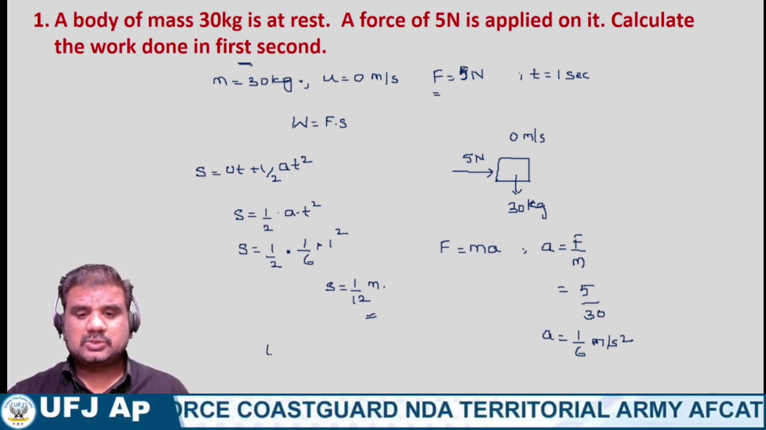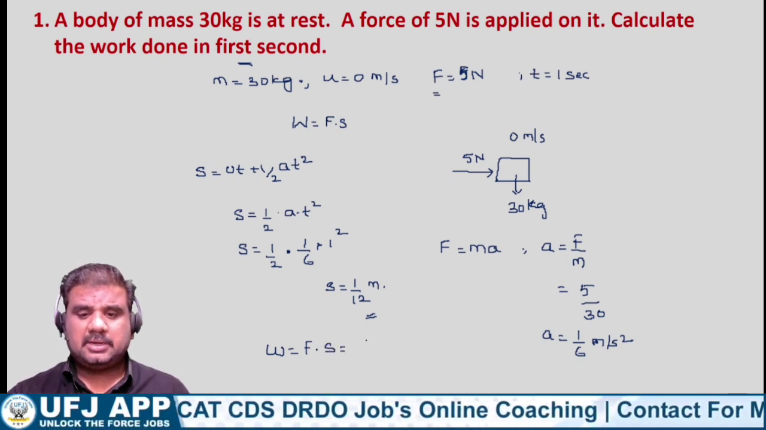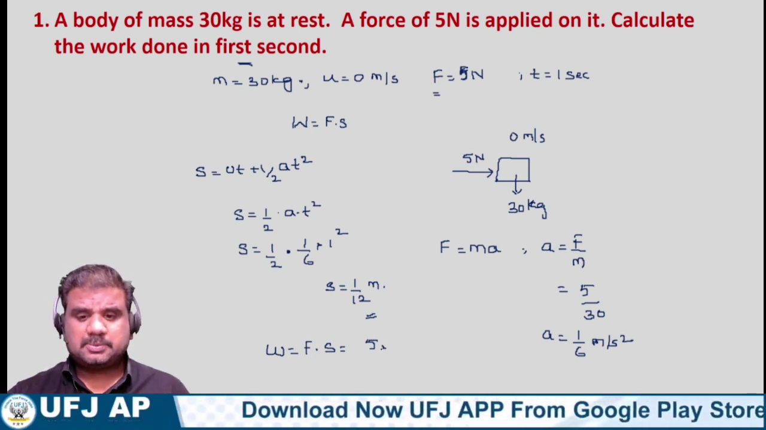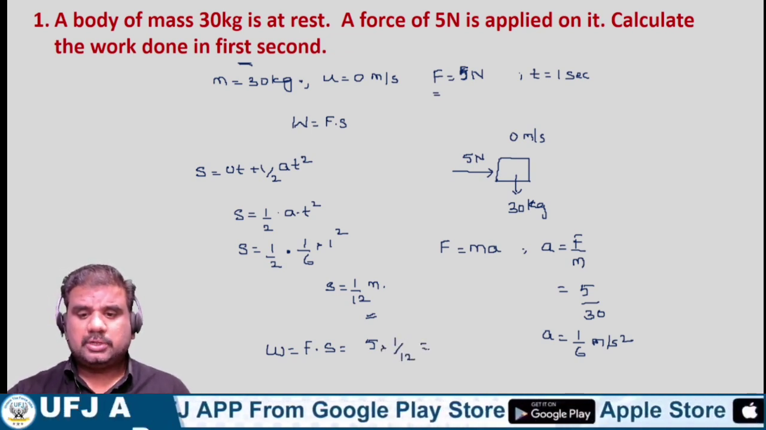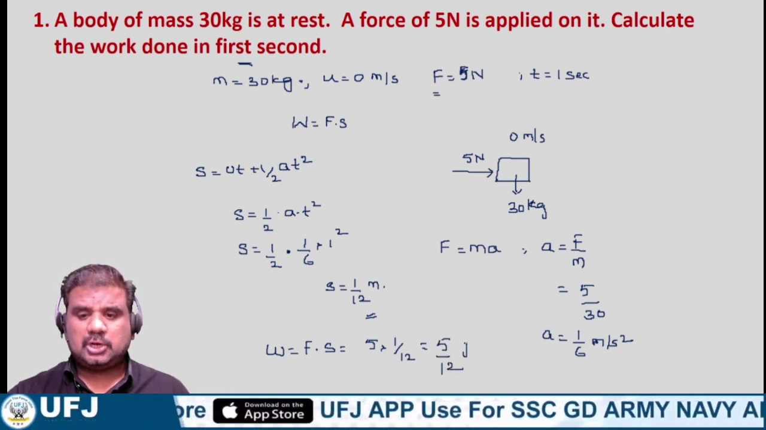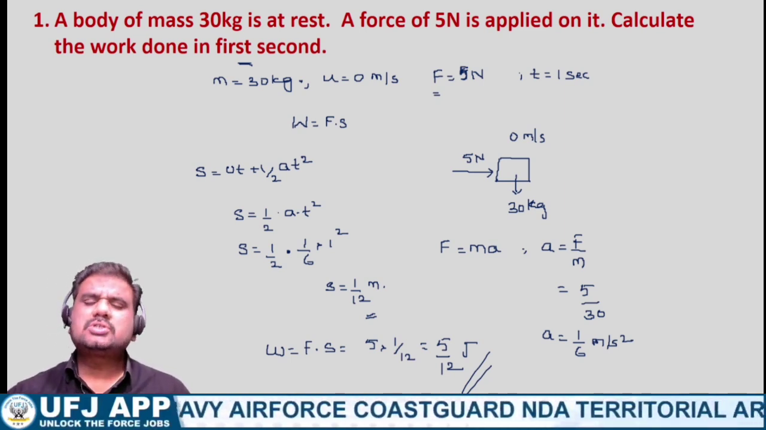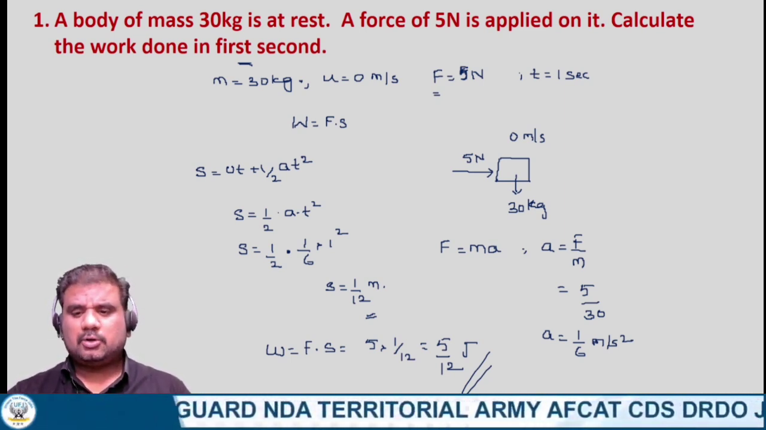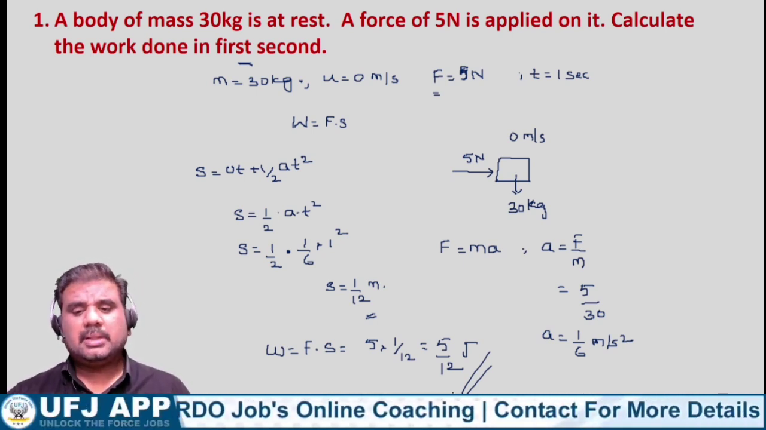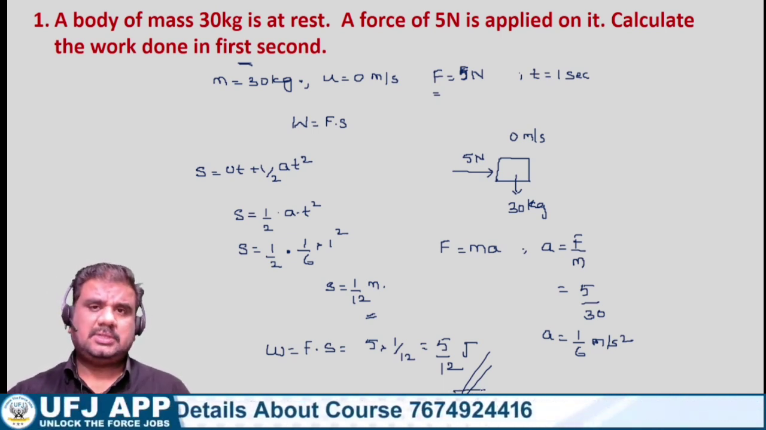Then in that particular case, work equal to how much? Work equal to force into displacement. What is the force? 5. Displacement is 1 by 12. So work done equal to 5 by 12 joules. Approximately you will be getting around 0.4 joules, and the symbolic answer is 5 by 12 joules. This is the answer for this one.